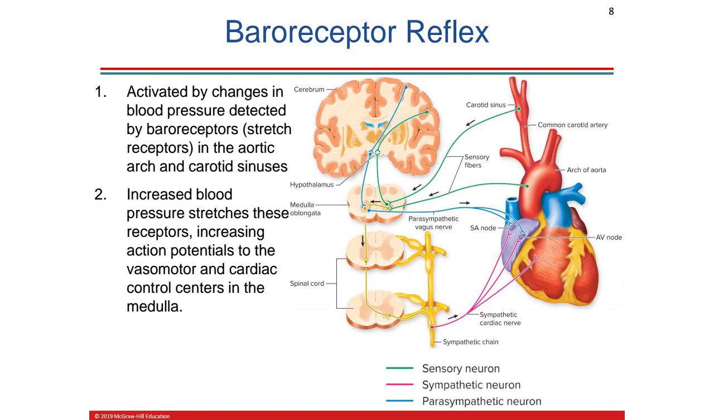Increased blood pressure stretches these receptors, increasing action potentials to the vasomotor and cardiac control centers in the medulla. So we can see here these are sensory fibers going into the medulla oblongata, which is the lower part of the brainstem. And these sensory fibers are traveling through the vagus and the glossopharyngeal nerves.